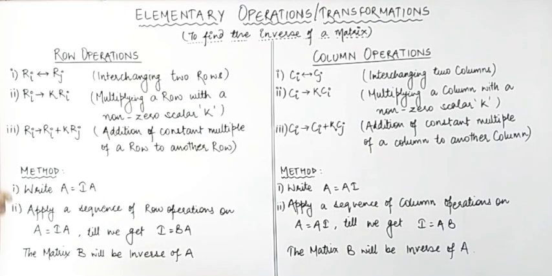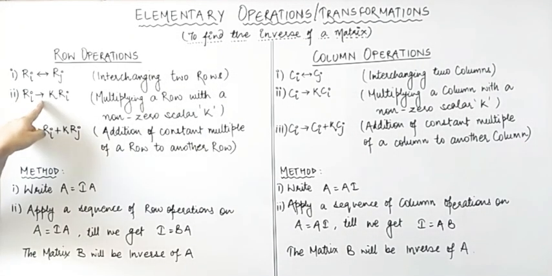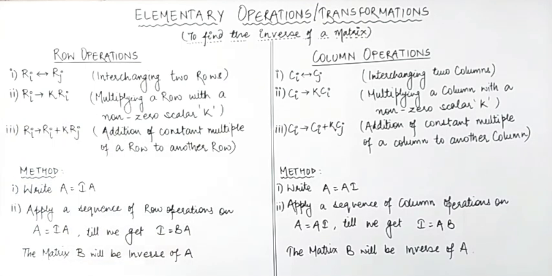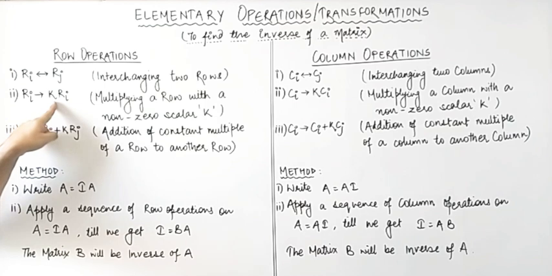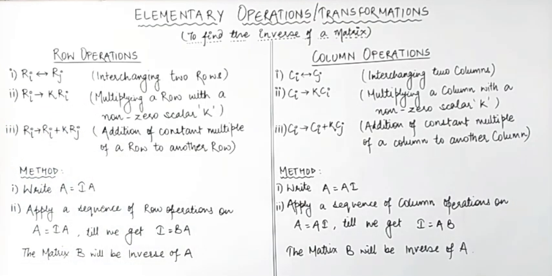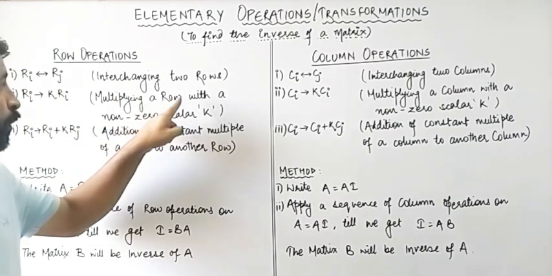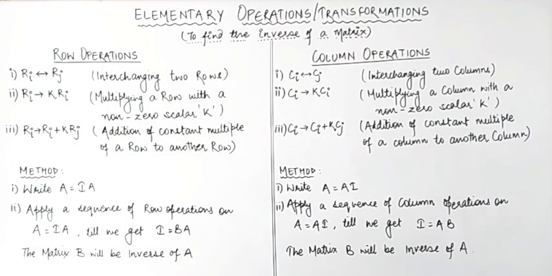Second, Ri tends to k times Ri, that is we can multiply any row with a constant k, with a scalar k. This scalar is a non-zero scalar. So multiplying a row with a non-zero scalar k.